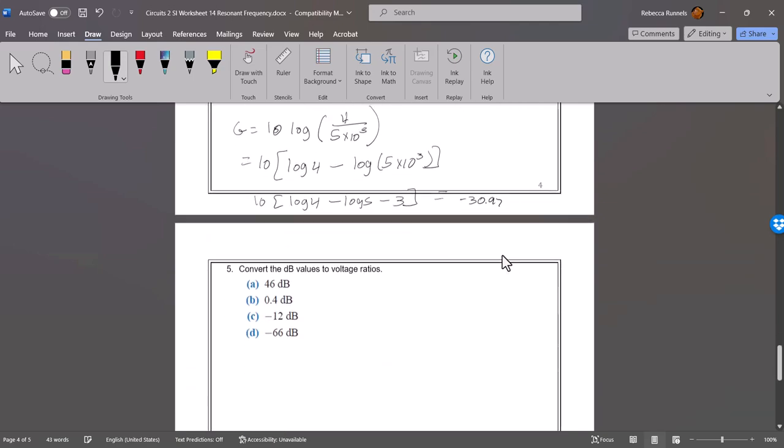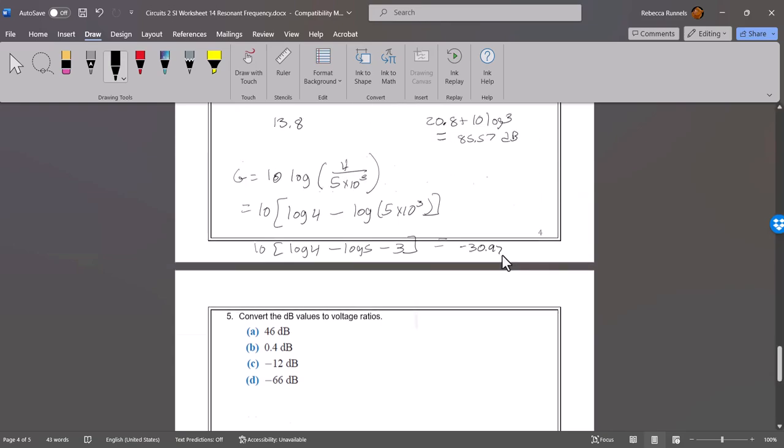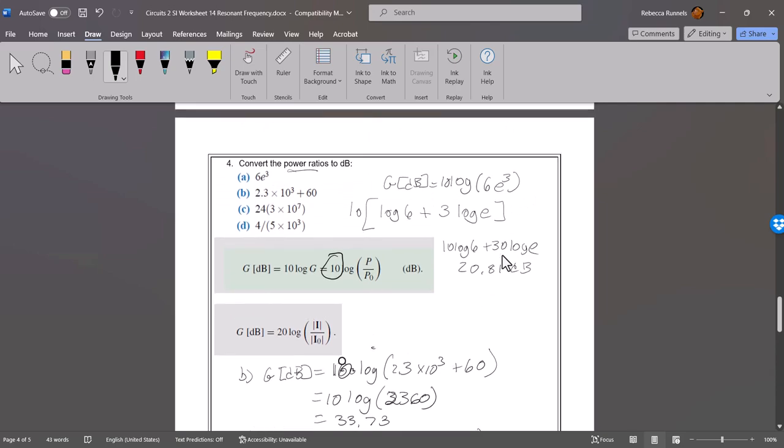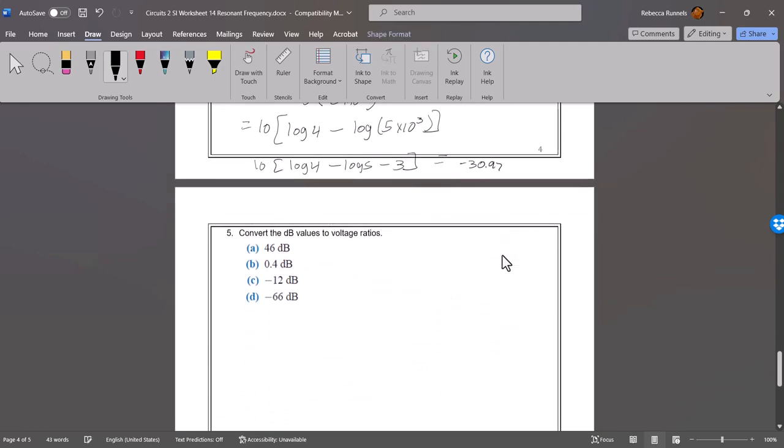Okay, now that's for power. When you're doing voltage or current, you use 20 instead of 10. It's just a different scale factor, and it's just by definition. So if I had the same problem here, but it wasn't power ratios, but it was voltage ratios or current ratios, then I would use 20 instead of 10. But here I'm going the other direction. So this time I've got the decibels, and I want to convert them to voltage ratios. And so I need to remember that for voltage I use 20.